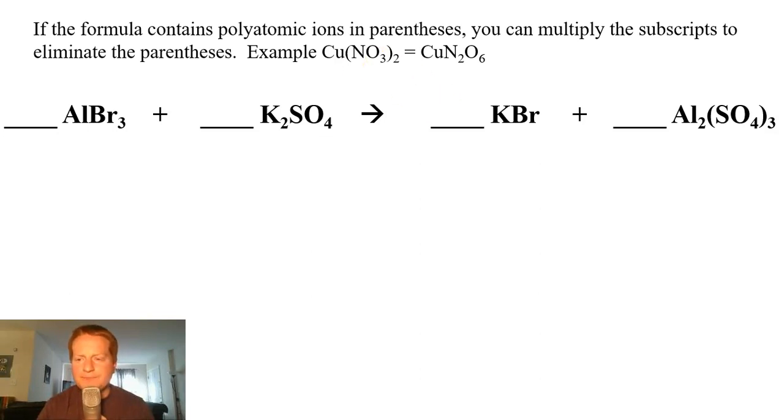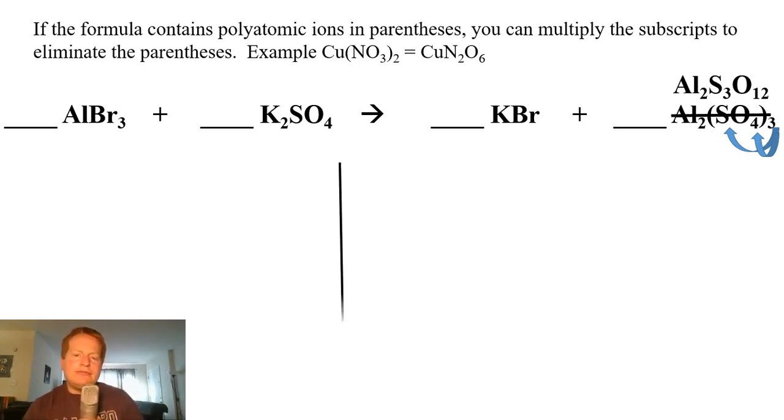So for this problem, we've got Al2(SO4)3 with a 3 outside. What could this chemical become in order to make it easy for ourselves? Well, the 3 times the 4 would give us 12 O's, and the 3 times the invisible 1s will give us 3 S's. So we can make this easier and just cross this out and rewrite it. Alright, so let's take our inventory now.